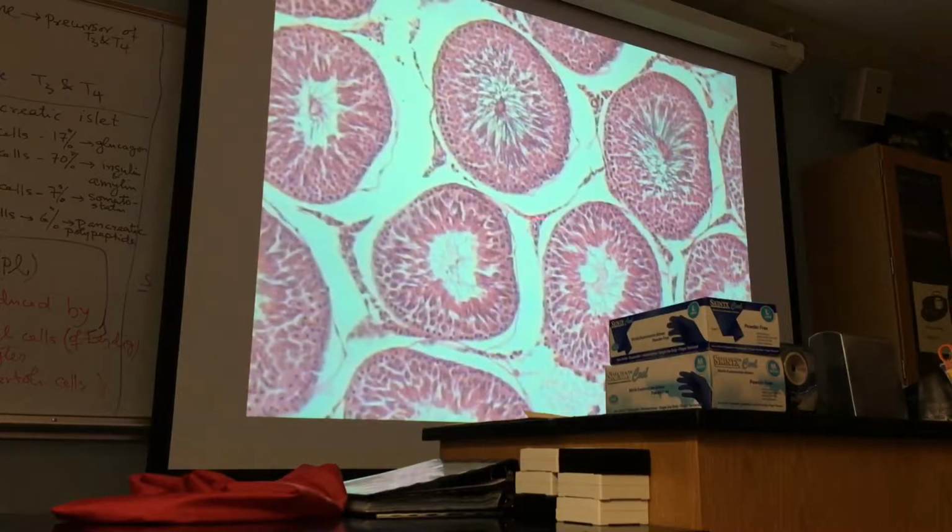These are interstitial cells or Leydig cells. What is the function of these cells? They secrete testosterone. And what you see, these are seminiferous tubules. They are highly coiled.